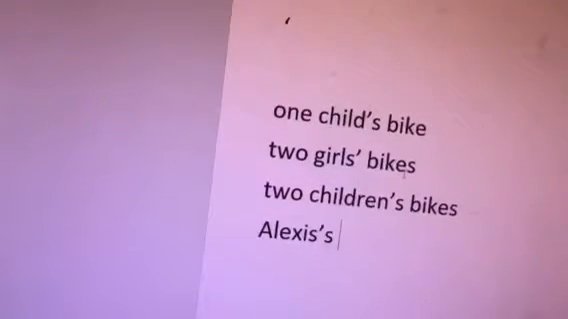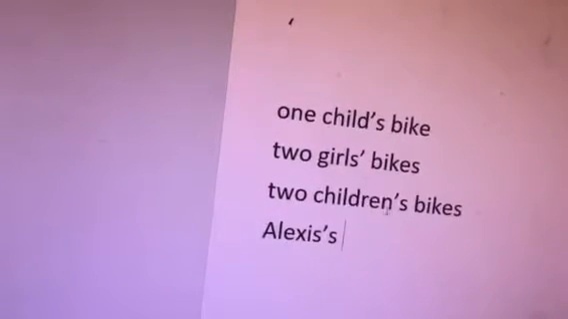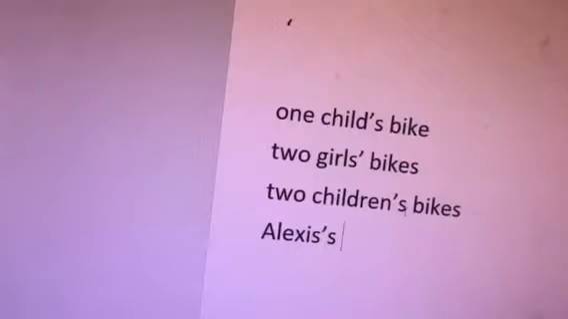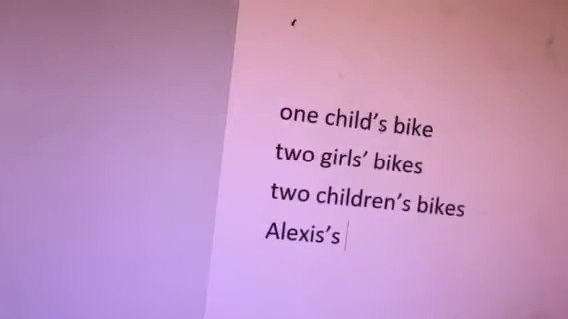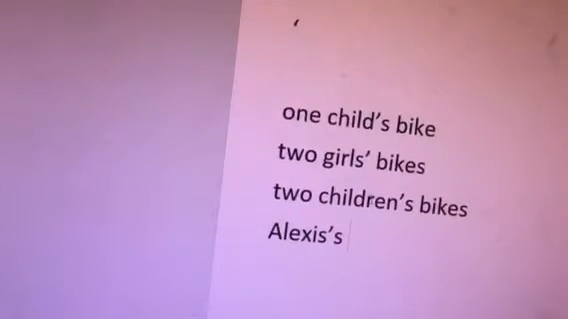So 2 girls' bikes. Now, the tricky part comes in when we have a plural noun, just like we have here, but it does not end in an S. Notice children is more than one, 2 children, but it does not end in an S. So then we revert back and we use the apostrophe S again. So a singular noun gets an apostrophe S. A plural noun that ends in S gets just the apostrophe, and then a plural noun that does not end in S goes back to apostrophe S.